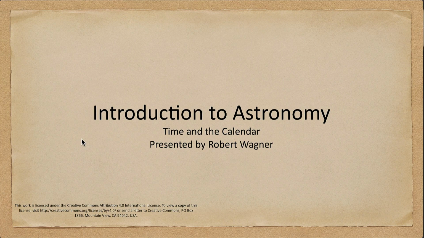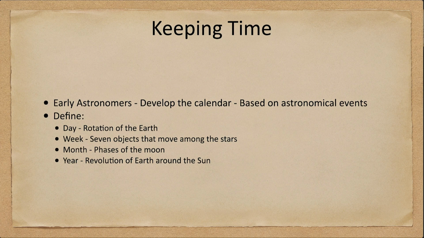In this lecture, we are going to talk about measurements of time and the calendar and how these are related to different things in astronomy. So let's go ahead and get started. And what we want to look at is, remember, we talked about many of the early astronomers. One of their responsibilities was to develop a calendar. And our calendar is based on various astronomical events.